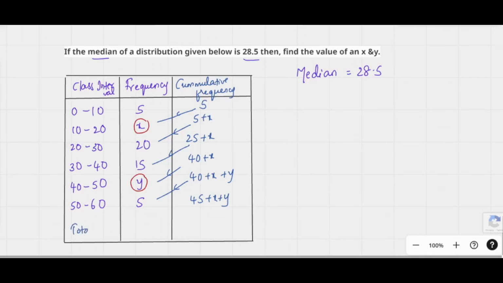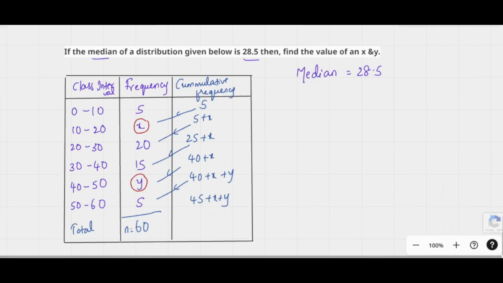I'm writing here total. We got 60. They told that n is equal to 60. Okay, frequency is 60 they told. Yes, they have given in the question as n equal to 60. Okay, and then now we have to find out what is x and y. Yeah, let us find out.